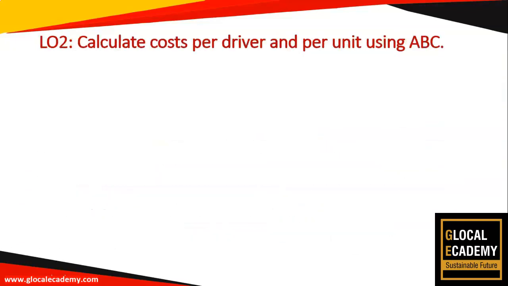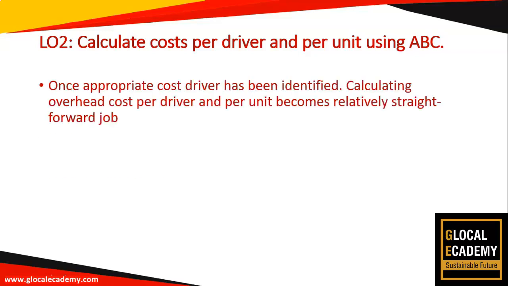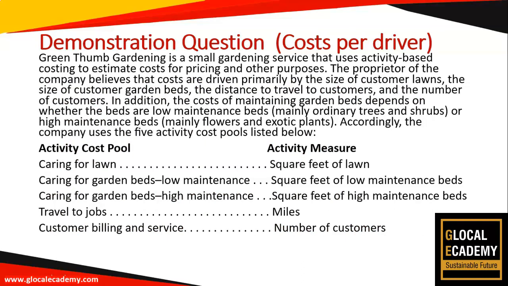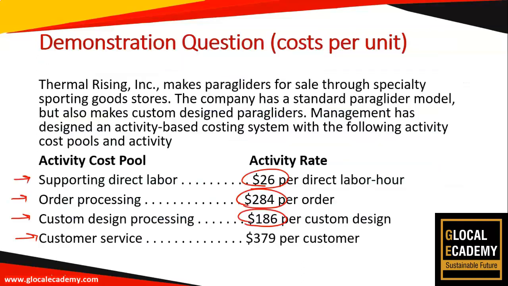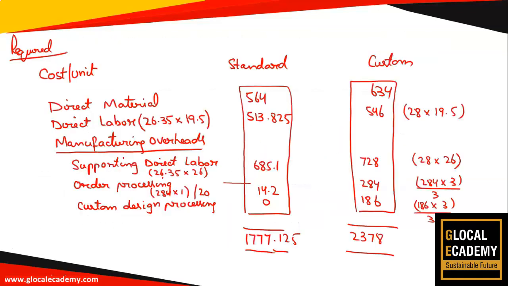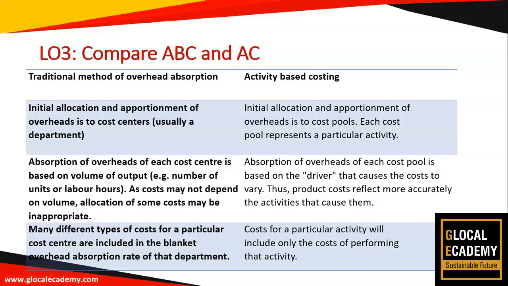So we're done now with learning objective 2, where we are required to calculate cost per driver and per unit using activity-based costing. Through the demonstration question, I showed you both how to calculate cost per driver, which is effectively an activity rate, and how to calculate cost per unit, which is multiplying that activity rate with the consumption of the relevant activity and making it part of the product cost. Now, the final learning objective mentioned is to compare activity-based costing and absorption costing. Now, here are some points.